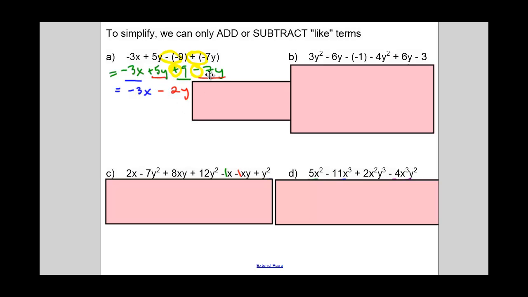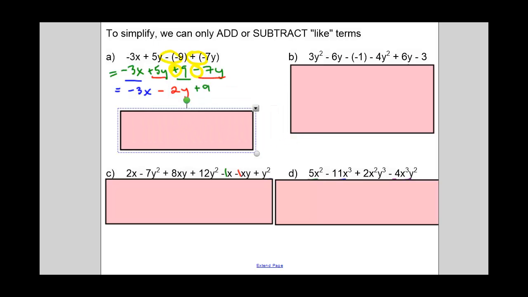If I had 5 of them and I took away 7, I'd wind up with negative 2 of them. Finally, the constant, the plus 9, there aren't any constants for that plus 9 to get together with, so basically we just copy down the plus 9 itself, and there's our final answer.